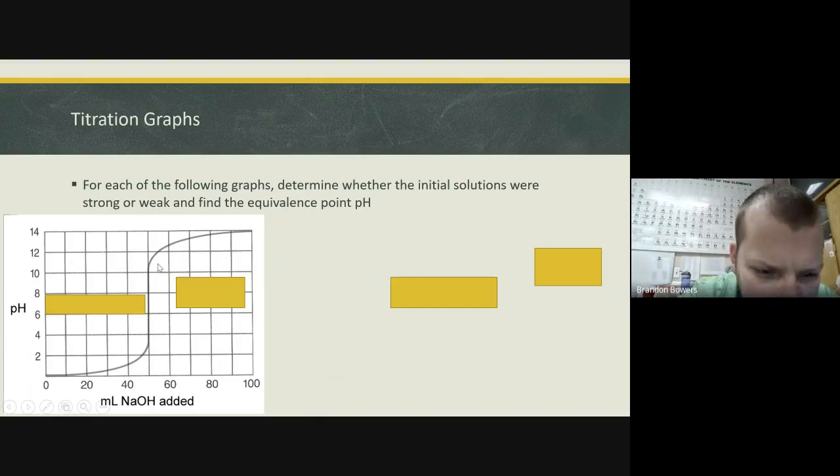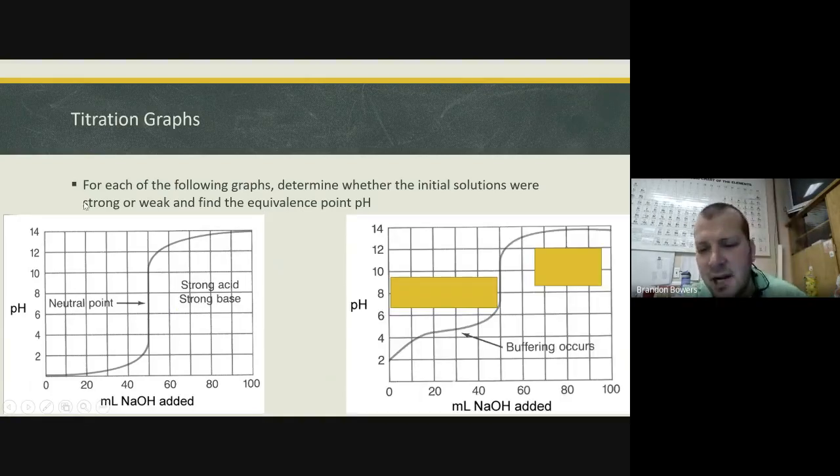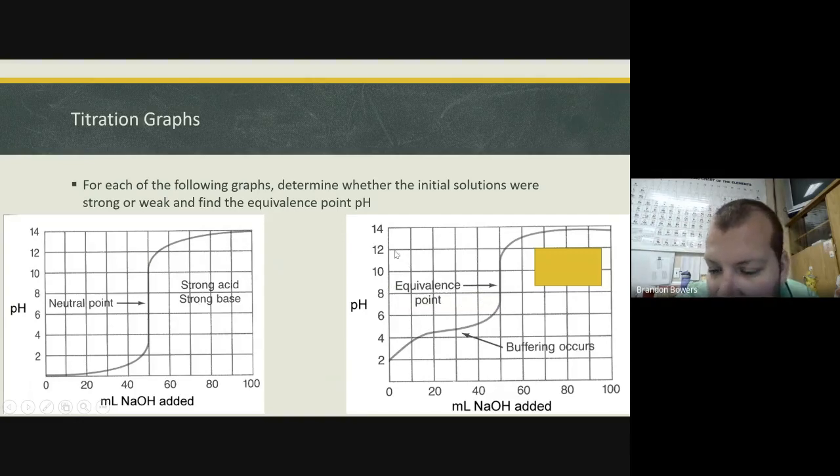So the equivalence point: what's halfway between here and here? Say maybe this point right in here. So the equivalence point is a pH around 7, and we said strong acid, strong base. Now let's check this one out. My equivalence point is up here this time, between here and here. I'd say it's above 8, whereas if you look here, I have a weak acid and a strong base.